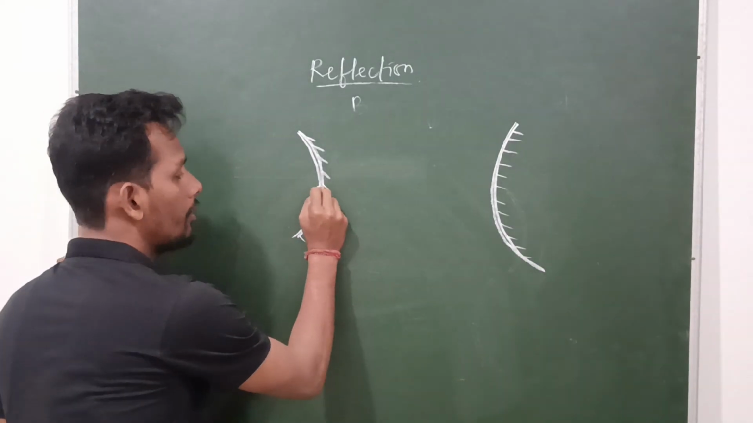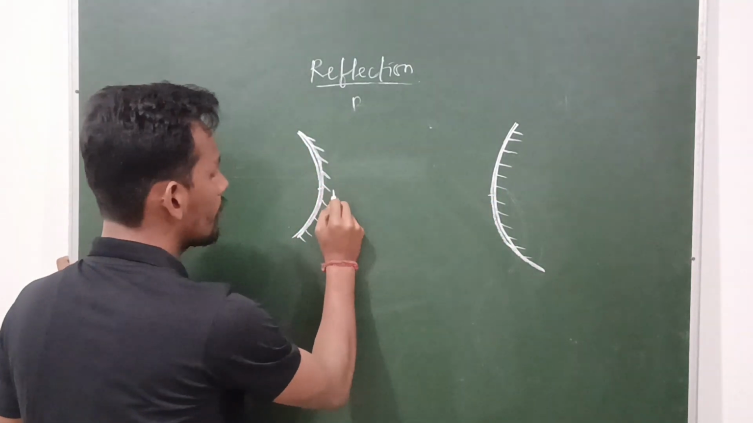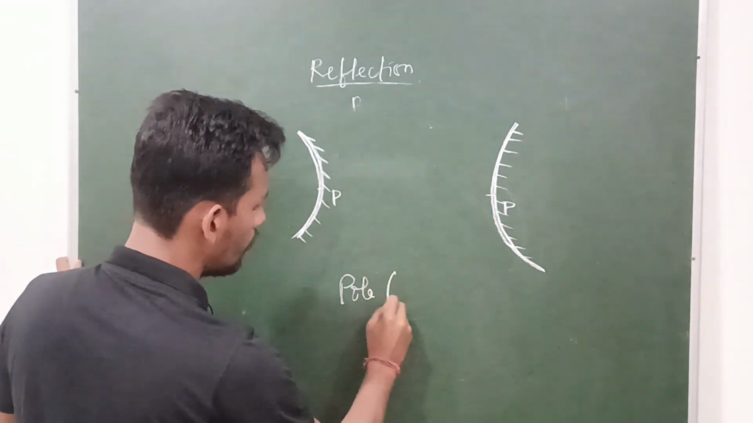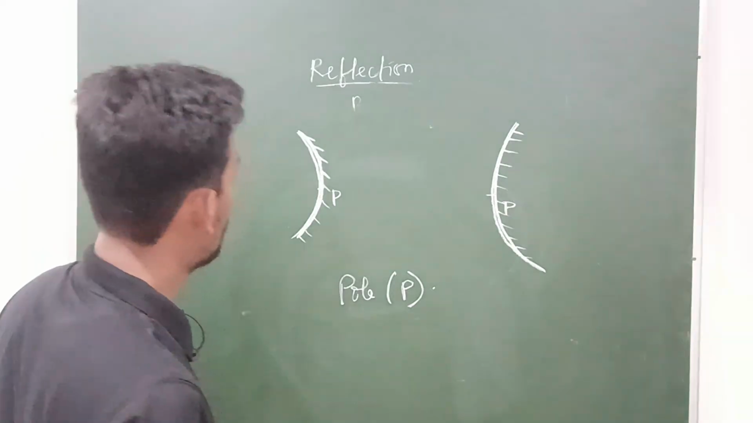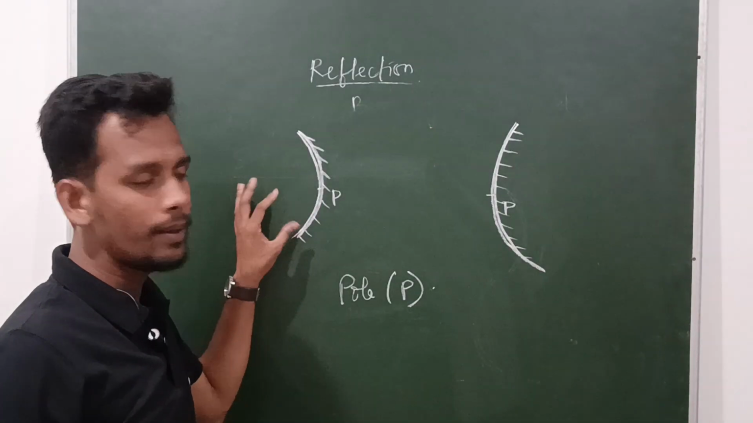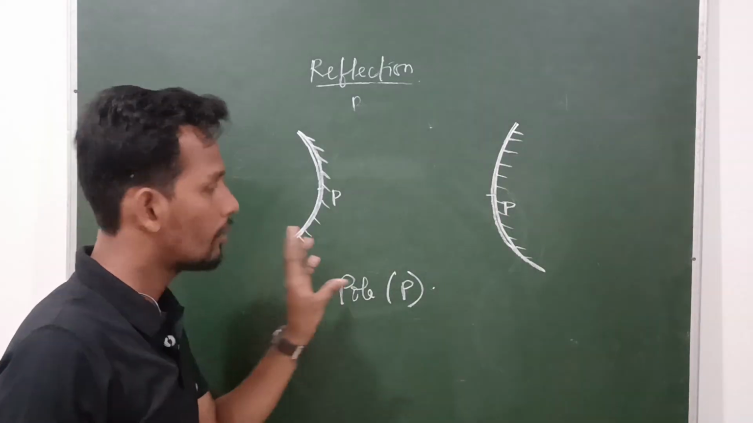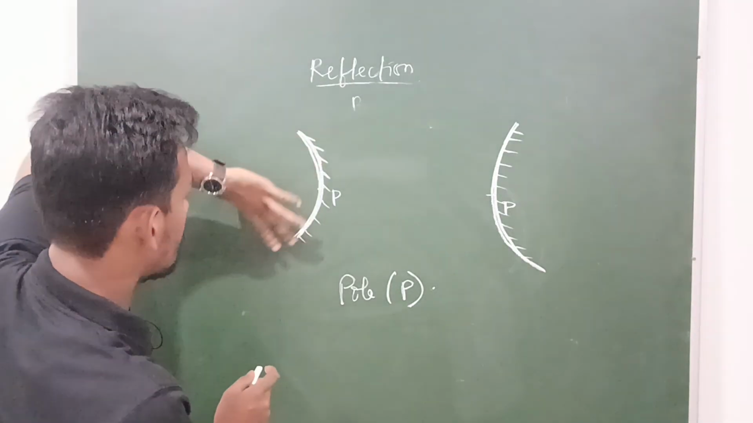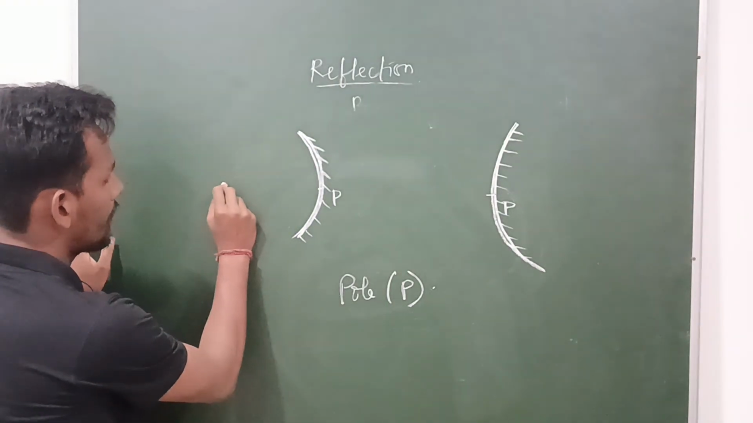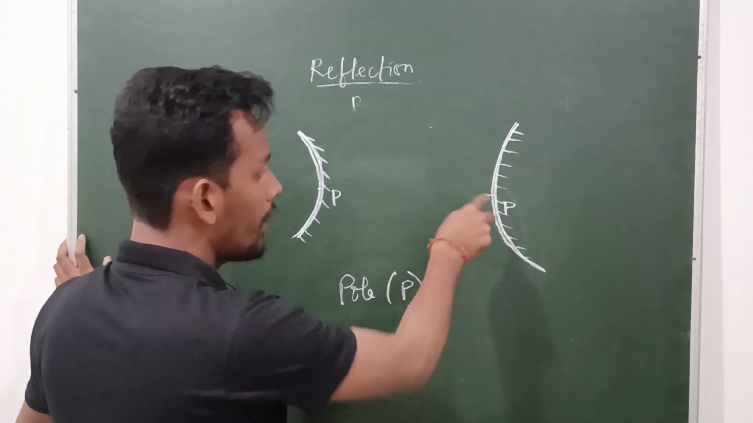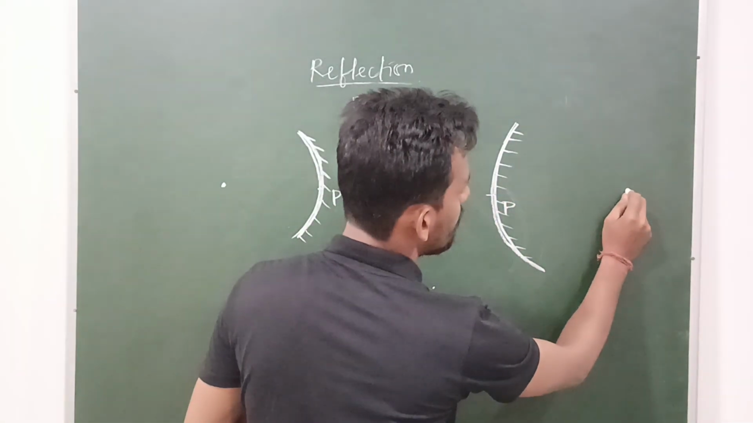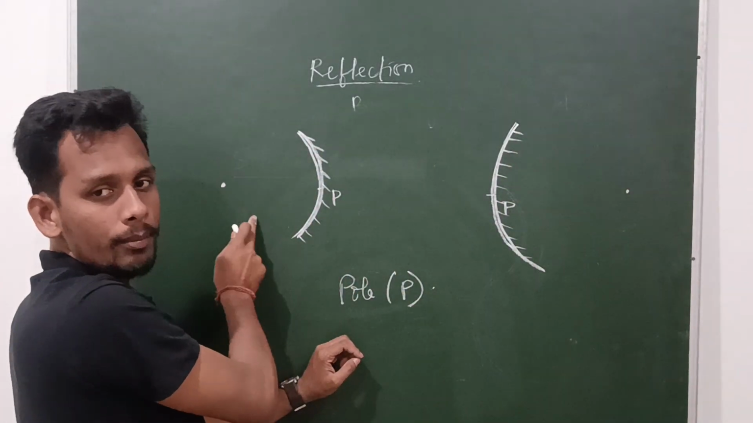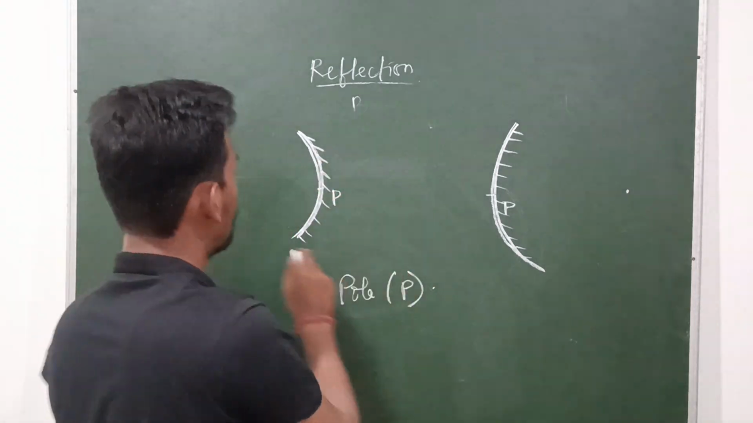The midpoint of the mirrors is called pole. It is termed as P. Now, if this is a part of a sphere, then if you join the whole part, it will be a sphere, so obviously it has a center. If you draw using the compass, you can find the center easily. In case of concave, the center is in front of the mirror. In case of convex, the center is behind the mirror.